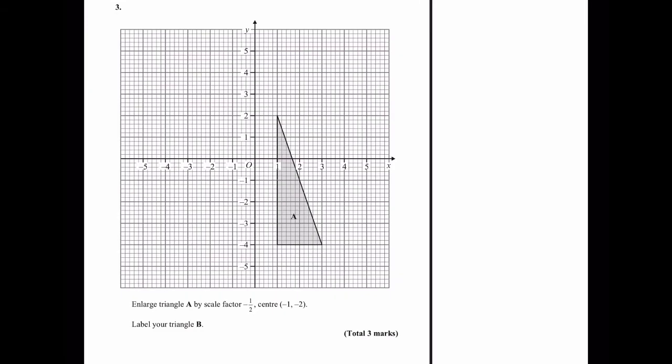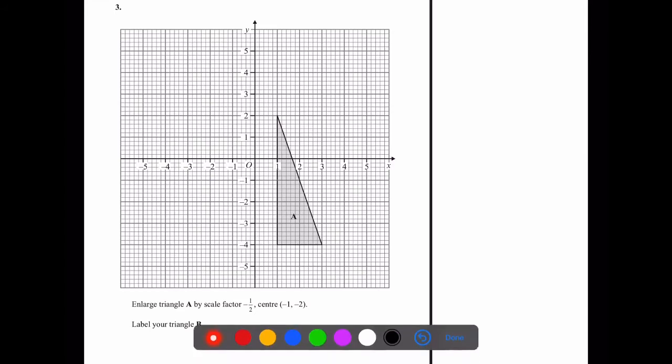Question 3 says to enlarge triangle A by a scale factor of -1/2 with a centre of -1, -2. It then says to label your triangle B and you get a total of 3 marks. So all you need to do then is we are going to put our centre in. So our centre is -1, -2. So let's put that in black. -1, -2. So that's there. So now what we need to do is think, okay, I want to get from there to there and enlarge it by a scale factor of -1/2.